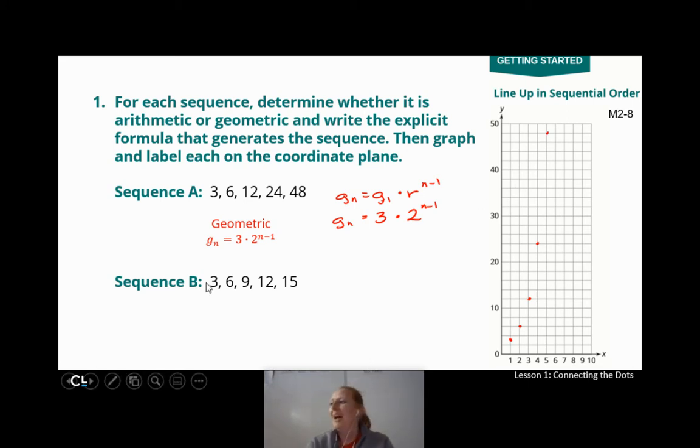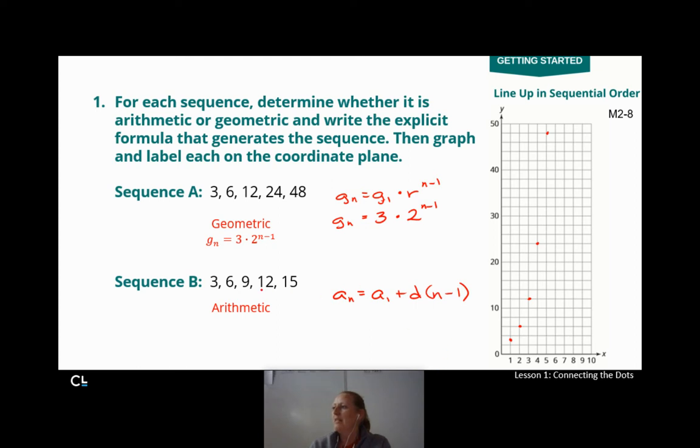Good job, me. For sequence B, this was how tall the sunflower was getting. So 3, 6, 9, 12, 15. It looks like we're adding 3 inches every day, right? Every day our sunflower is 3 inches taller than it was the day before. So that means it's arithmetic, definitely arithmetic. And if you recall, our arithmetic explicit formula was a sub n equals a sub 1 plus d times n minus 1.